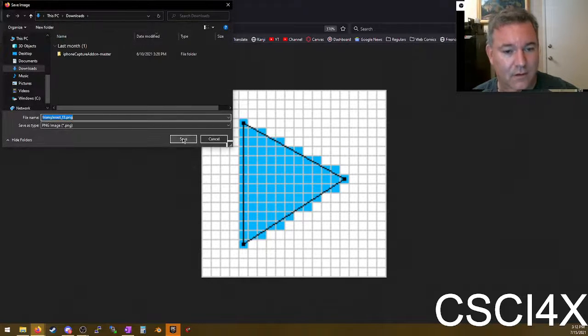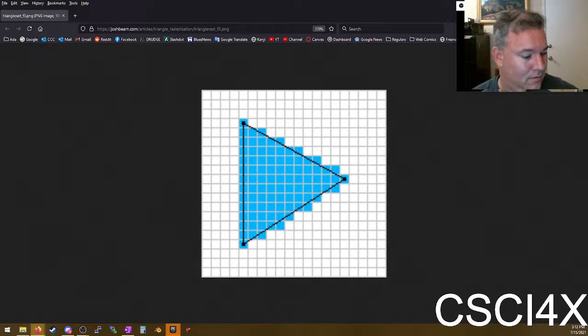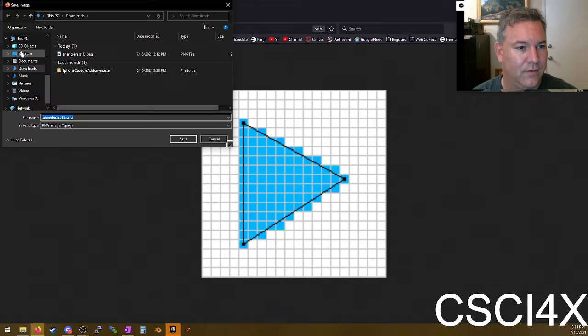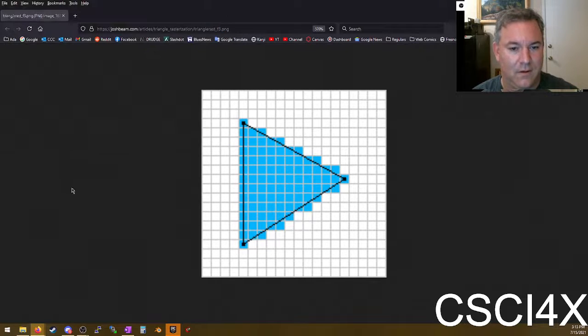Let me save this here and open it up in MS Paint. Where did I save it? Downloads. Let's put in pictures. Here. Right click, open with MS Paint. Paint 3D, why not? We're in the future now.